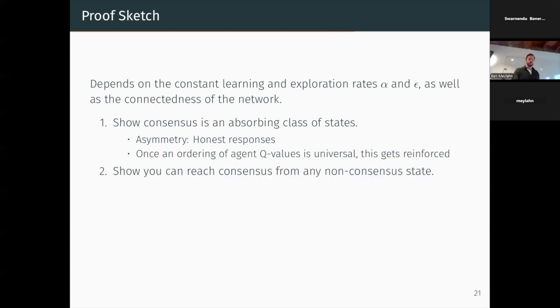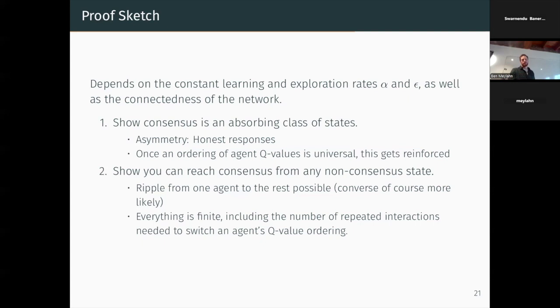And then we show that you can reach consensus from any non-consensus state. So that can ripple even from one agent to the rest, all having the other ordering. That is possible. But of course, the converse is more likely. And this is because everything is finite. So the number of interactions you need to do that is finite because the alpha is constant and the epsilon is constant. And so this finite sequence of actions required to switch has a positive probability. And then, well, the same result holds.